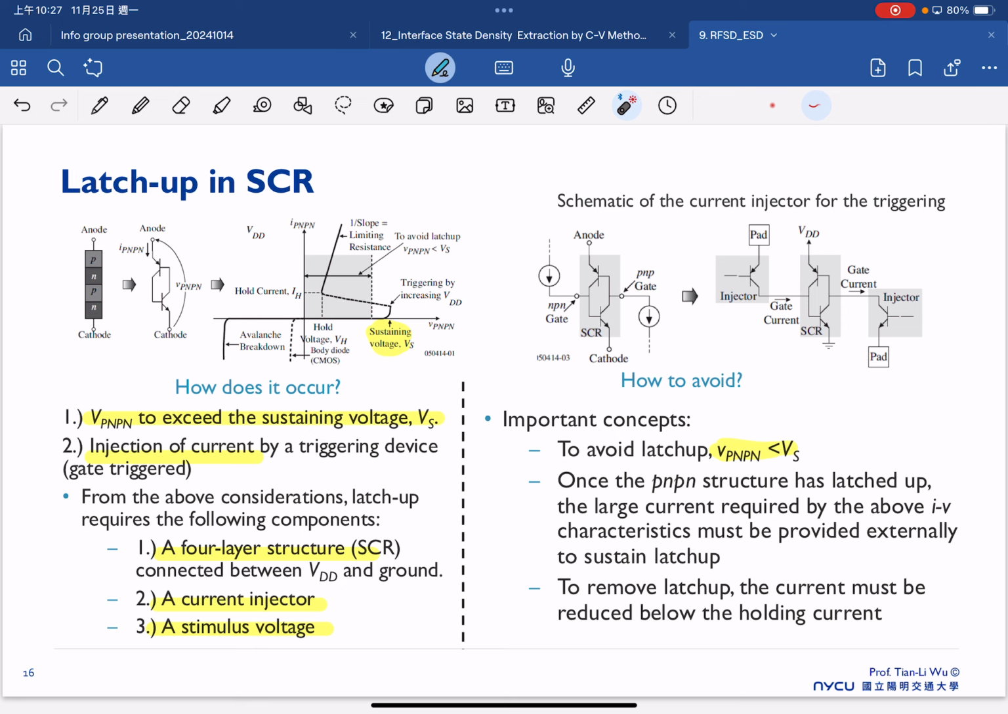So once the PNPN structure has latchup, the large current required by the above IV characteristics must be provided externally to sustain the latchup. And to remove the latchup, the current must be reduced below the holding current. So that means if you can make sure your current is below the holding current, then you can avoid the latchup event. So that's also an important concept.